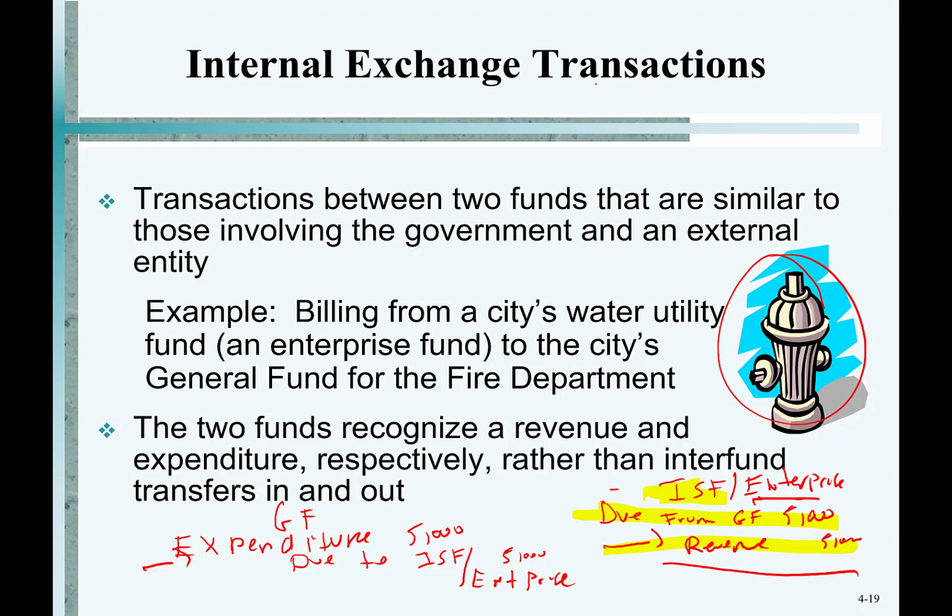They just try to cover their cost. So they charge them $5,000 for that service, debit due from general fund, credit revenue, right? So money's still going back and forth between the funds, but now it's for a service that was provided from one fund to the other.